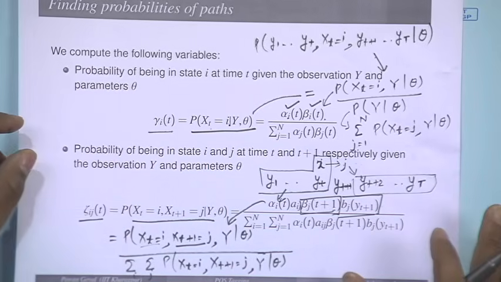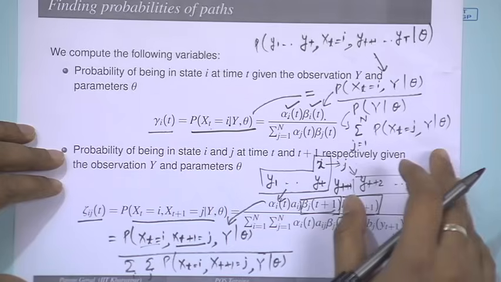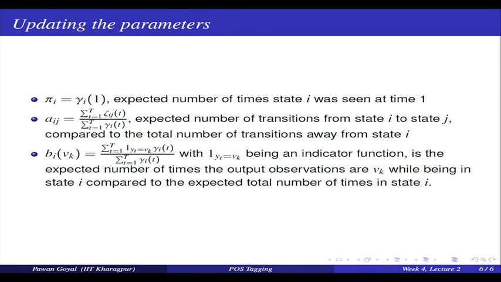Now, coming to the last part, that is, once I have computed some probabilities over my possible state paths, how do I estimate my parameters again? I have started with some initial parameters, computed this, now I want to re-estimate my parameters theta. So, how do I do that? Now I have to estimate my pi i, aij and bi vk. So, how do I estimate this?